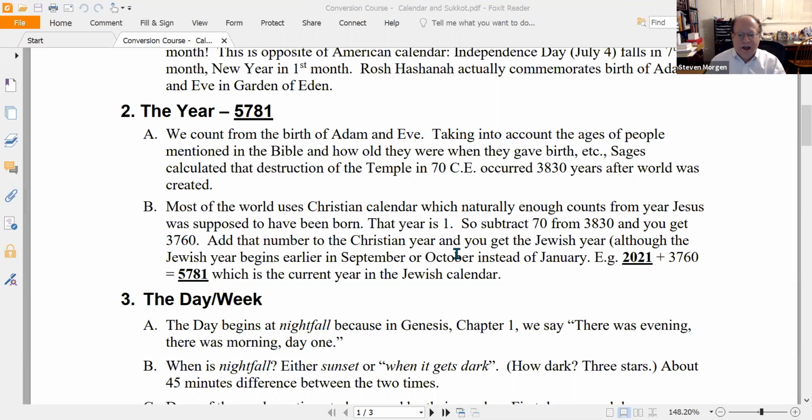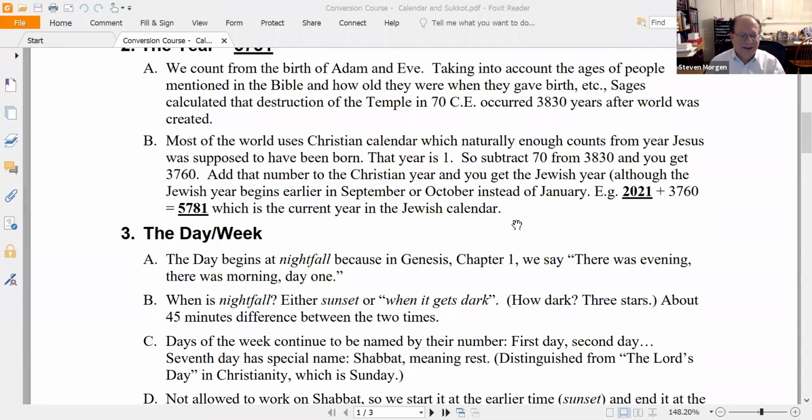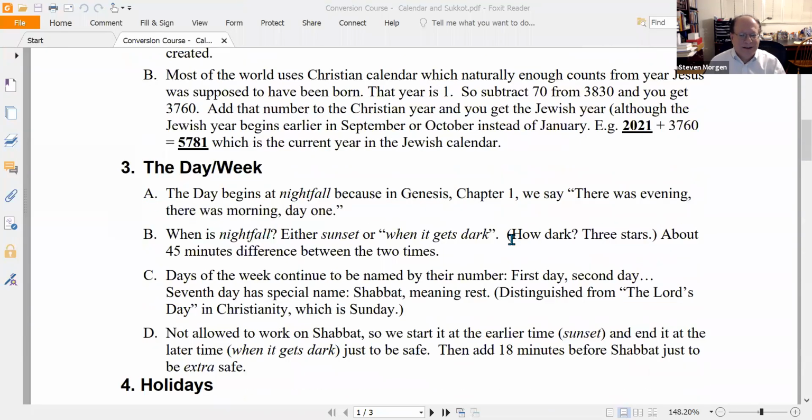Now, since we start our calendar on Rosh Hashanah, which is usually in September or October, we're still in the year 2020, right? But we've already clicked over to the next year in the Jewish calendar, 5781. Everybody with me so far? Any questions? Okay. That's about all the math I think we have to worry about for now.